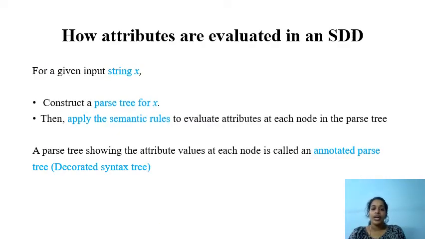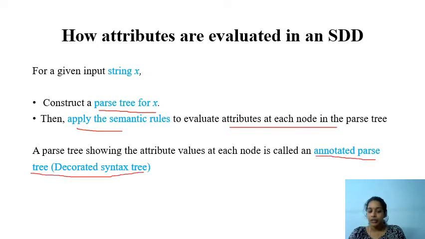How are the attributes evaluated in an SDD? For a given input x, we first construct the parse tree. Then we apply the semantic rules when and where we see the productions in the parse tree. The output obtained in semantic analysis is an annotated parse tree, or decorated parse tree, that contains additional attributes and their values in the syntax tree.